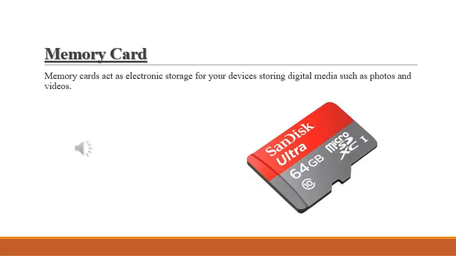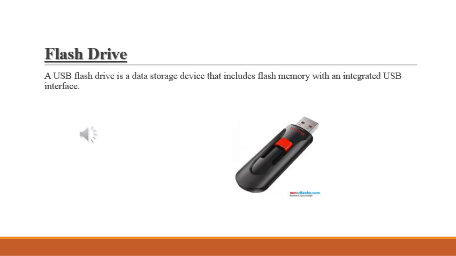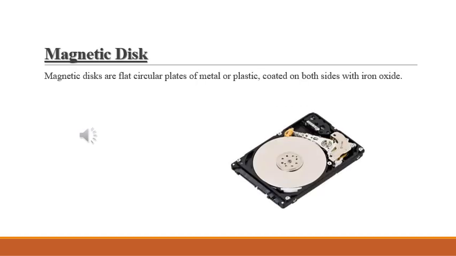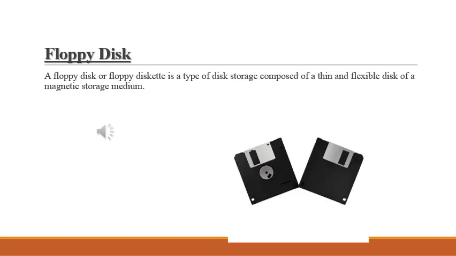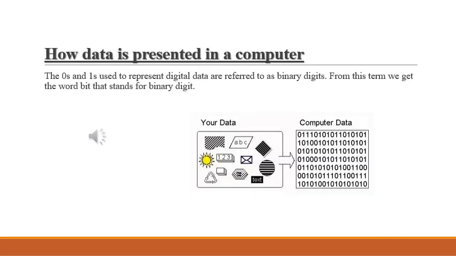A memory card acts as an electronic storage for a device, storing digital media such as photos and videos. USB flash drive is a data storage device that includes flash memory with an integrated USB interface. Magnetic disks are flat circular plates of metal or plastic coated on both sides with iron oxide. Floppy disk or floppy diskette is a type of disk storage composed of a thin and flexible disk of a magnetic storage medium.